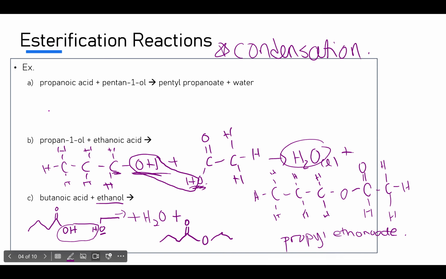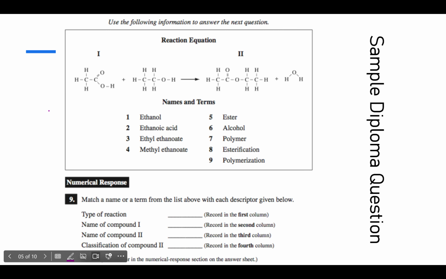So that is esterification, when a carboxylic acid and an alcohol get close enough to each other to form water, they'll leave and the rest join. So with that, here's an old diploma question where you have a carboxylic acid and an alcohol, and you're forming an ester and water. So the type of reaction, this would be esterification.